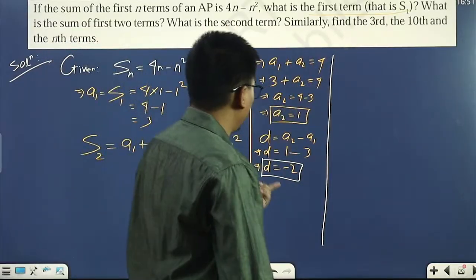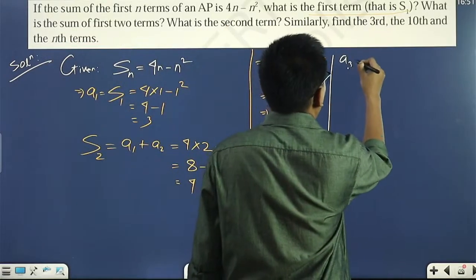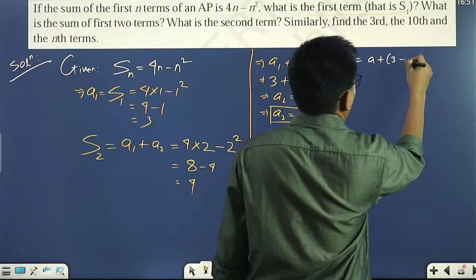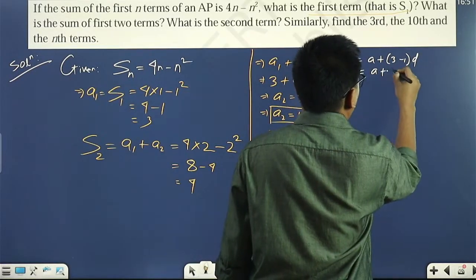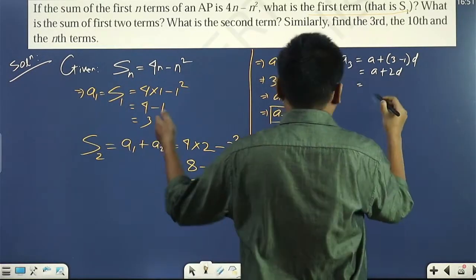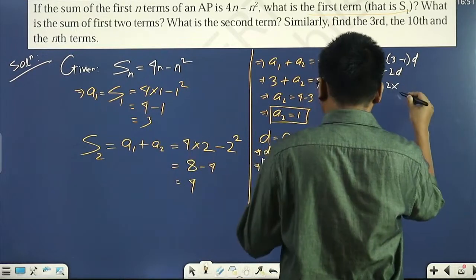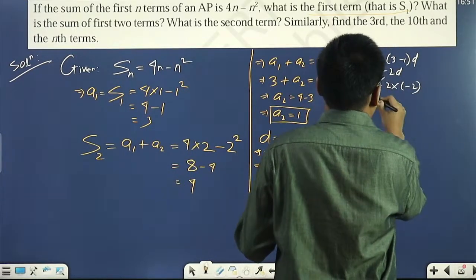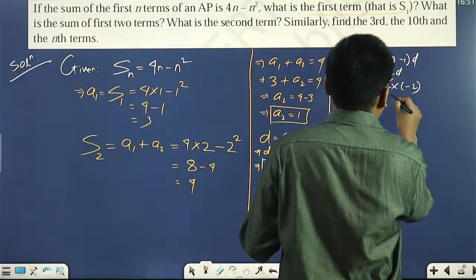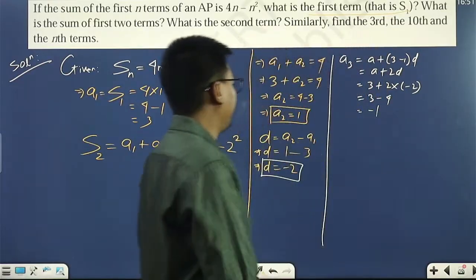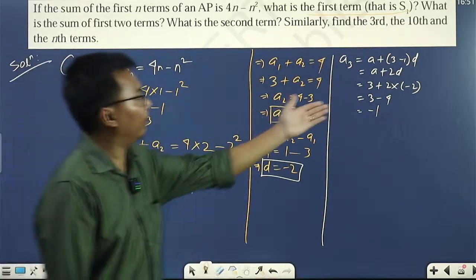Similarly, find the third term, A3. A3 is A plus 3 minus 1 D, which will be A plus 2D. A is 3, plus 2 into D. D is minus 2. So 3 minus 4... A3 will be minus 1.